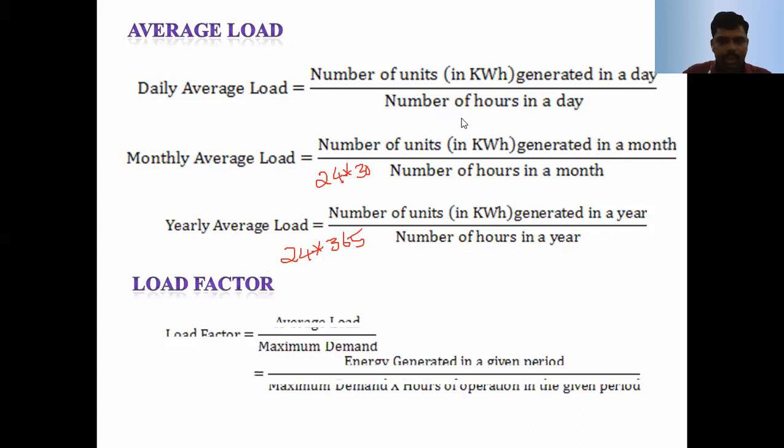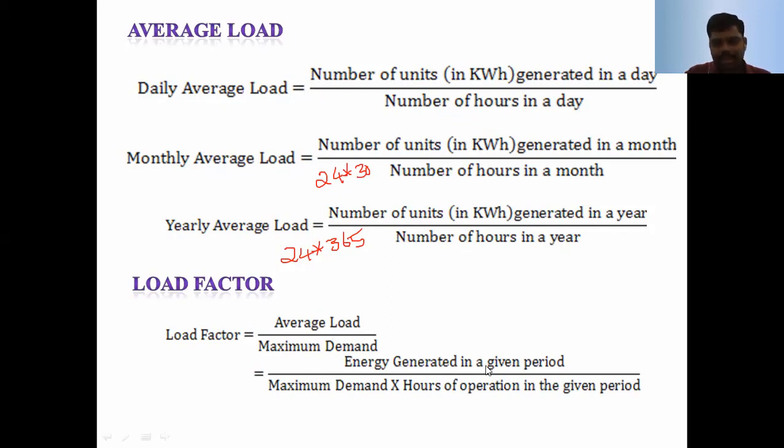And the next one is load factor. Load factor is defined as the ratio of average load to the maximum demand on the power station. This is taken based upon the period of time utilized.